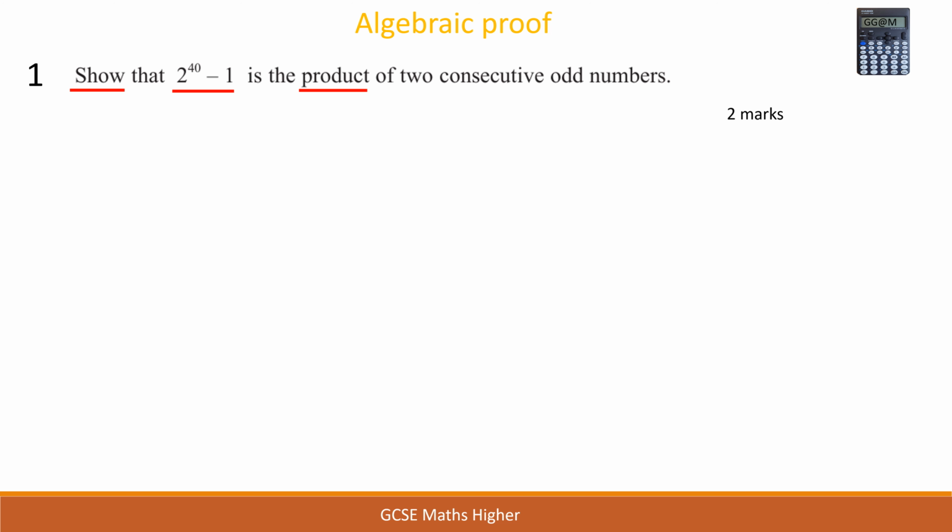The product means multiply. And these consecutive odd numbers, so remember an odd number is either 2n plus 1 or 2n minus 1, or you could use the letter k if you prefer. And then to get the next consecutive number, so say you had 2n plus 1, the next one would be 2n plus 3. That is your next consecutive number. Press pause, have a go at working out the answer, and then press play when you're ready to see the answer.